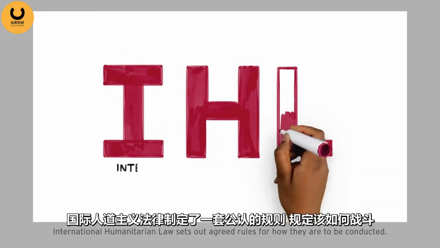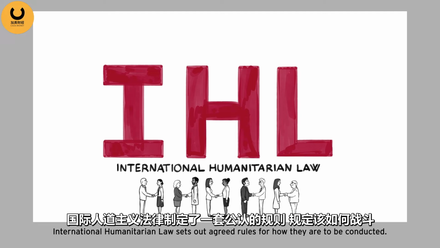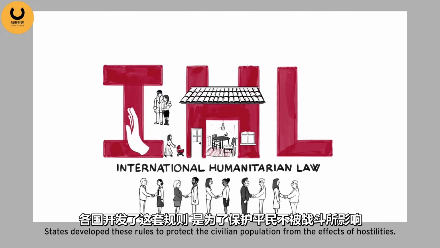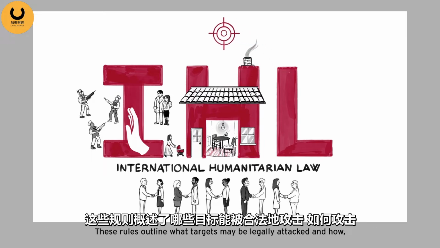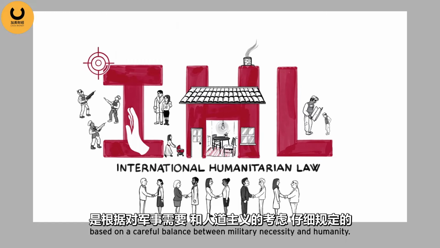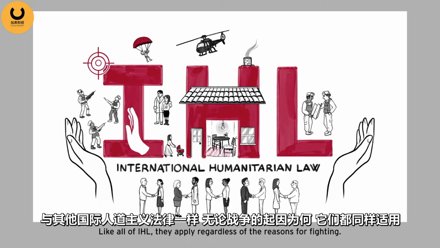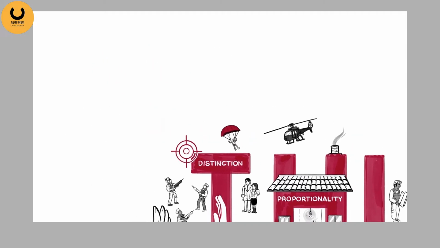When wars happen, international humanitarian law sets out agreed rules for how they are to be conducted. States develop these rules to protect the civilian population from the effects of hostilities. These rules outline what targets may be legally attacked and how, based on a careful balance between military necessity and humanity. Like all of IHL, they apply regardless of the reasons for fighting.